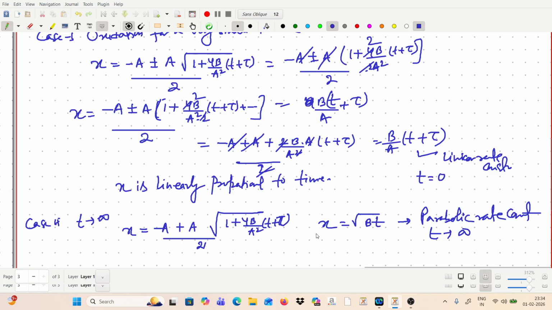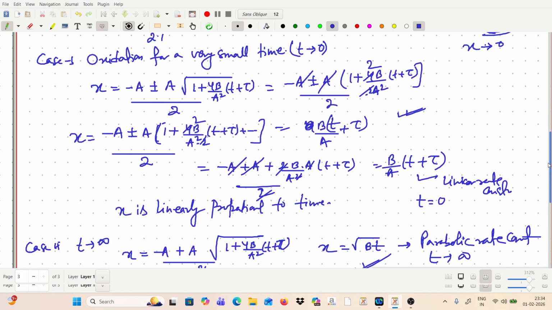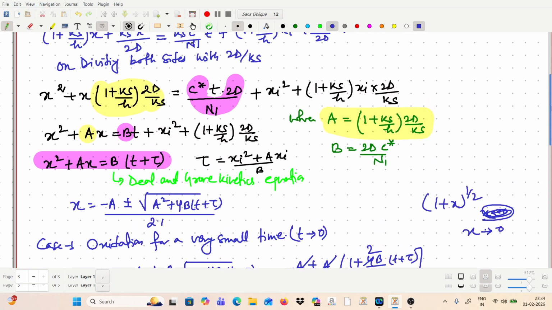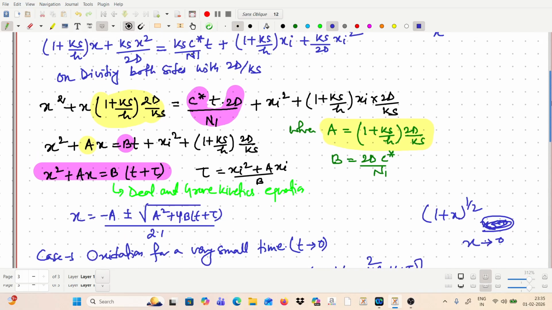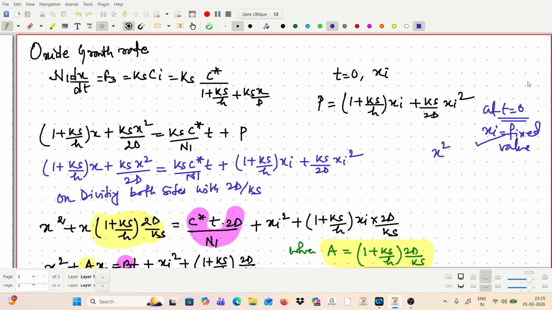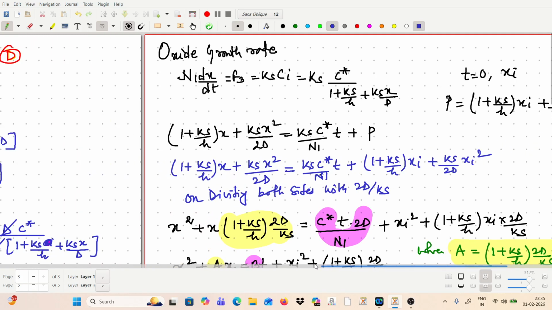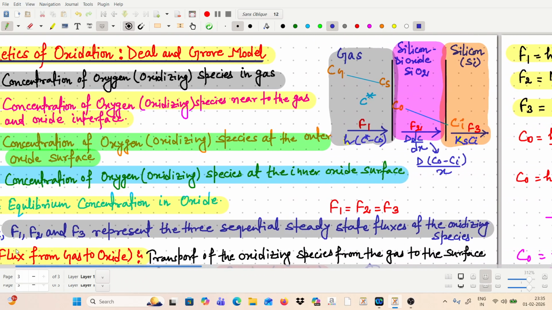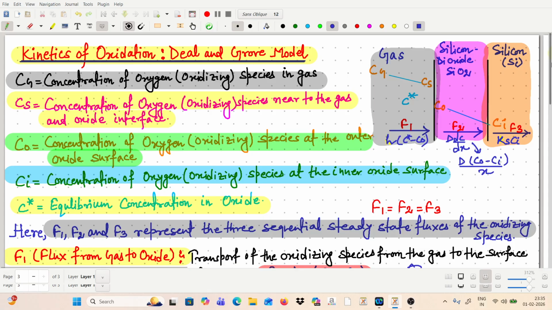So this is all about the Deal and Grove kinetics equation of oxidation. In the last, you have to do some practice for this one. But finally it will come. For more detail, you can also go for the Deal and Grove model. For the final verification of Deal and Grove kinetics, we have to be very careful, and we have to go very step by step for the final solution.